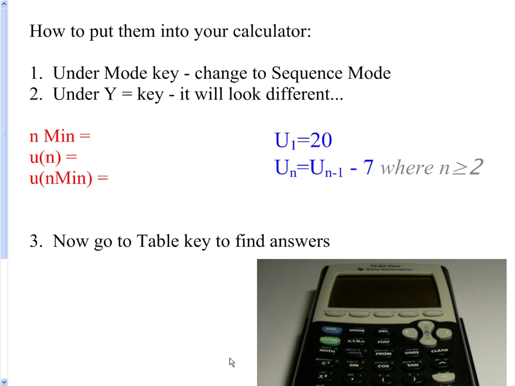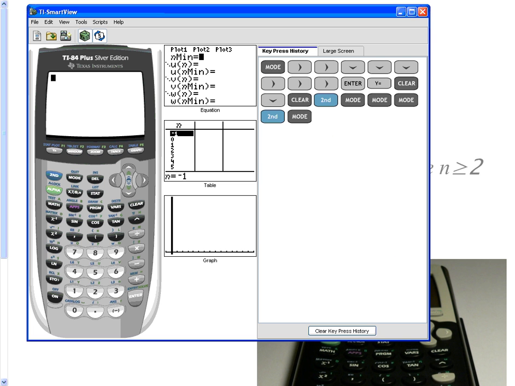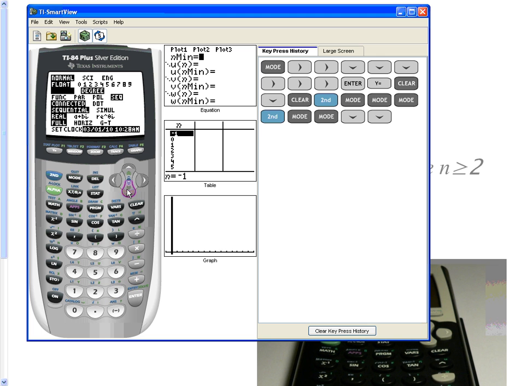Okay, I'm going to pull up my graphing calculator here and talk to you about how to change it into sequence mode. Find the mode button, it's right next to the second button at the top. Arrow down to where it says functions or etc. and get over to sequence. Hit enter on sequence, that way it's changed to sequence mode.